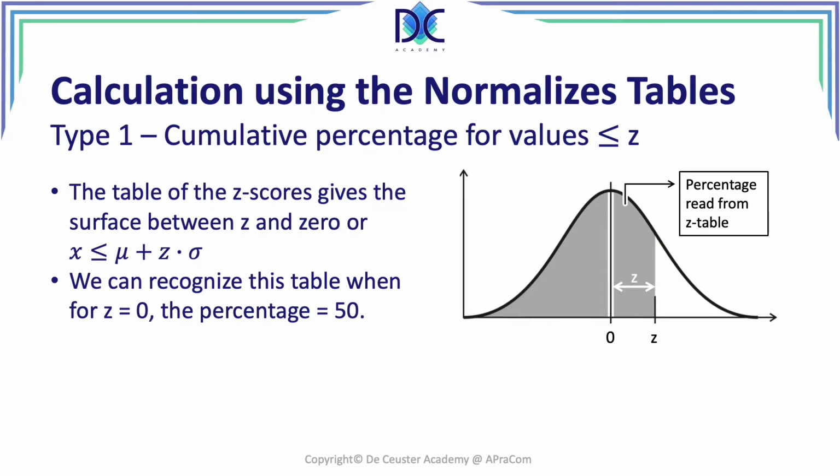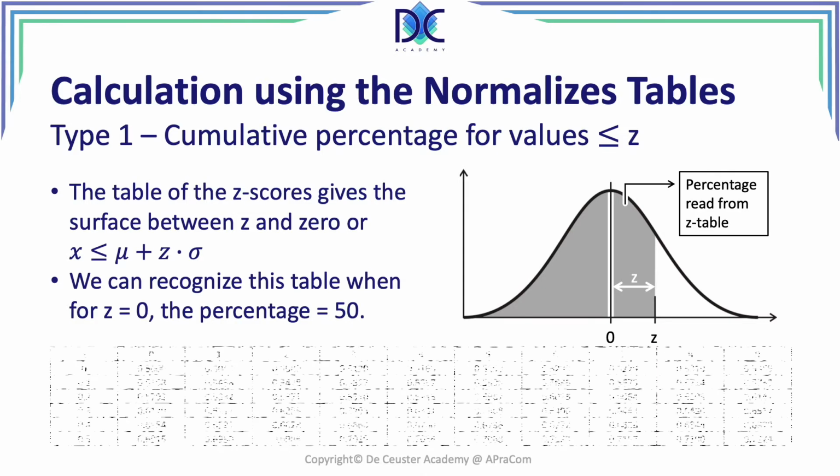You can recognize this table for two reasons. The first reason is that for Z equal to 0, the percentage that is given is 50, or you will read it as 0.5 exactly. The other thing is that you will also find negative values in this table. In some cases they only give the positive values, but if you have a complete table, we find the negative values too.